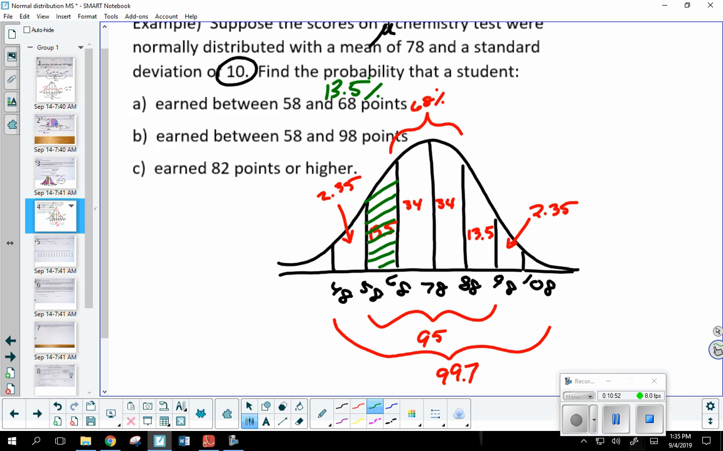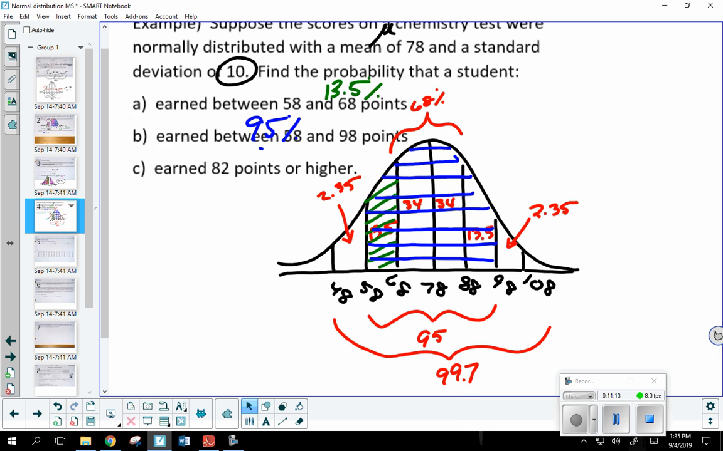Okay, well, what about earn between 58 and 98? That's exactly right. I'm going to use another color here. Here's blue. All right. 13.5 plus 34 plus 34 plus 13.5 we talked about, that's 95%. Perfect. Now, look at this last one here.